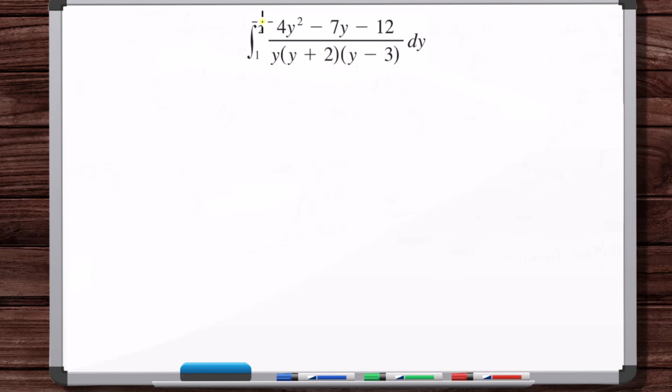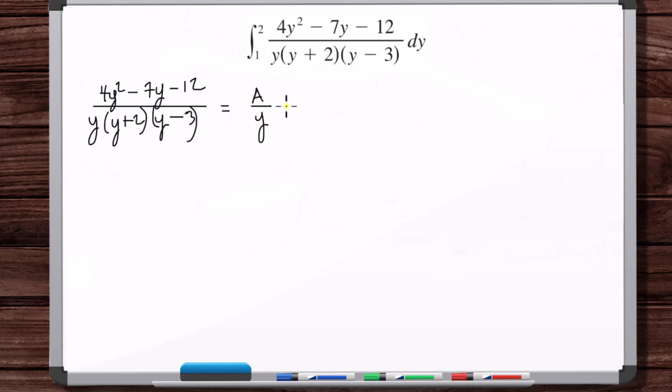Okay, so the degree of the numerator is less than the degree of the denominator. The degree of the denominator is going to be 3. All right, so let's do the partial fraction decomposition. It looks like it's already factored for us, the denominator. So, okay, and we've got 3 linear factors raised to the first power.